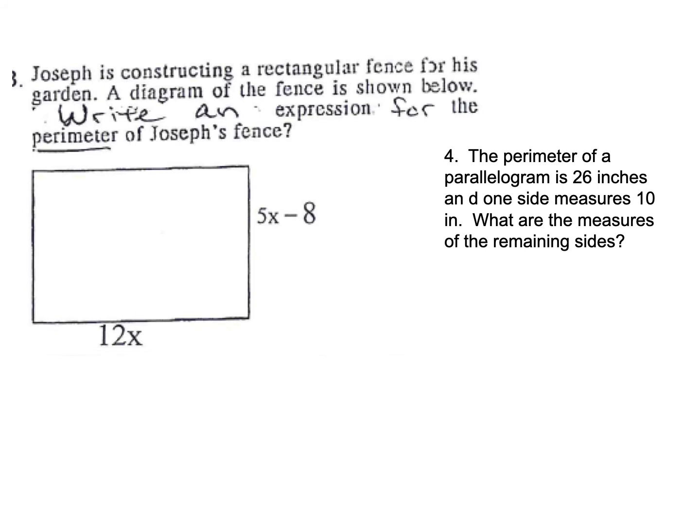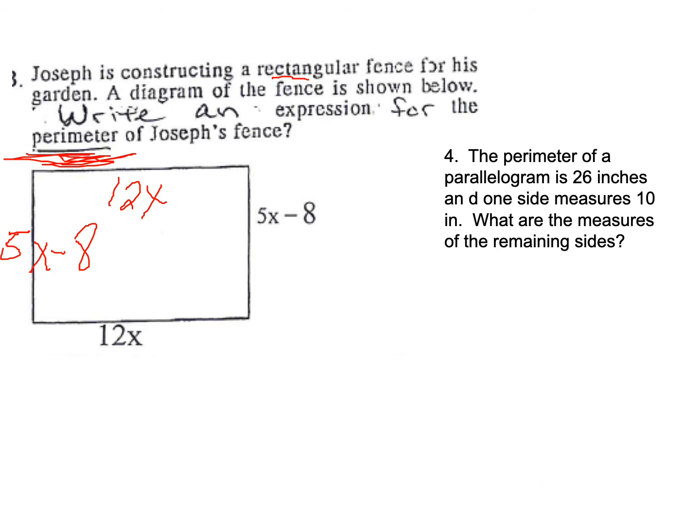All right, going back to number 3. I'm looking for a quick expression for perimeter. Okay, looking perimeter. What do you normally do? Add up all the sides. Well, this side should be 12x. This side should be 5x minus 8. These are rectangles. It says rectangular fence.